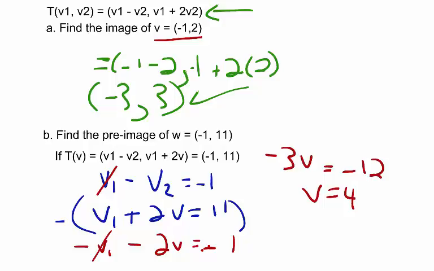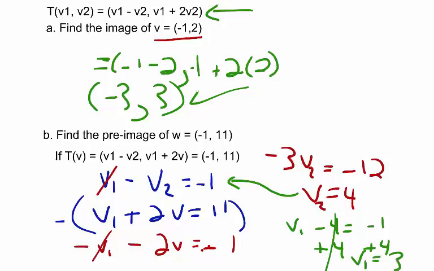Using back substitution. I'm sorry, that was for v sub 2. So v2 equals 4. We'll substitute it back into the first equation here. So we have v1 minus 4 equals negative 1. We add 4 to both sides. So we have v1 equals 3.